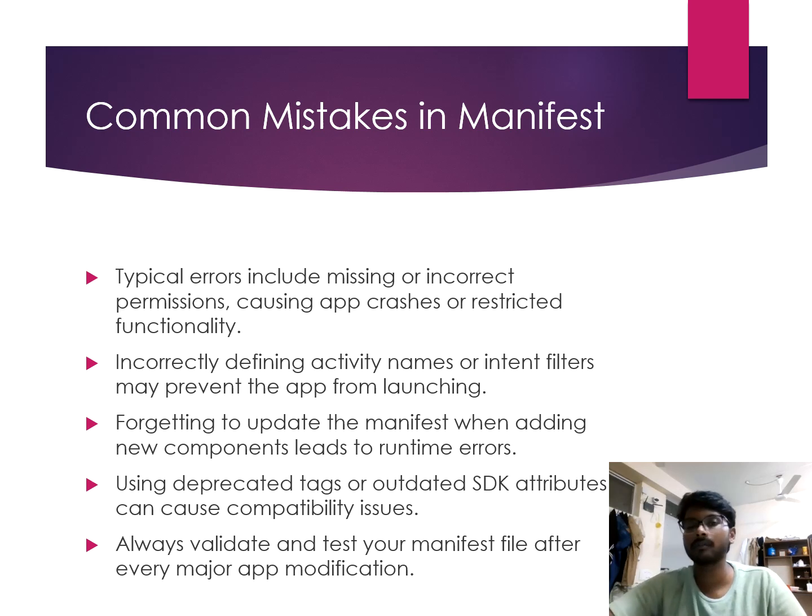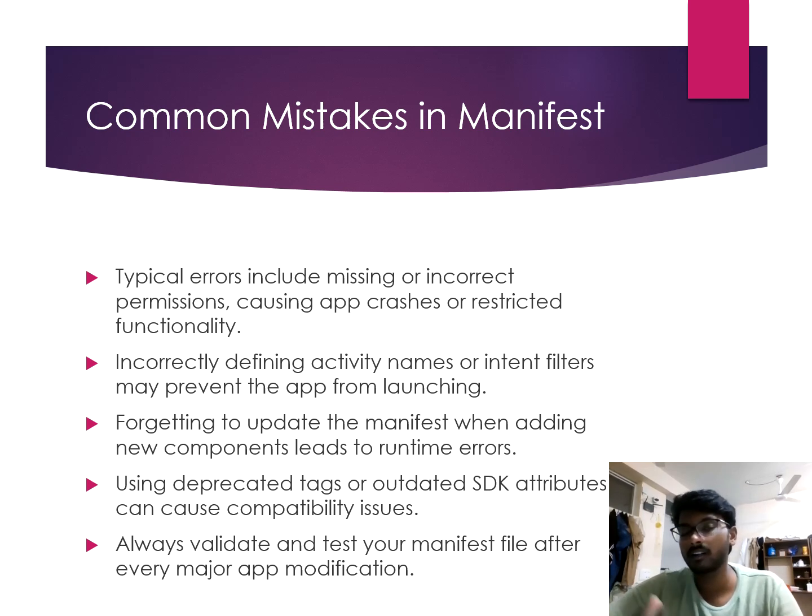Now that we have an idea of what the manifest file does, we will go through the common mistakes in the manifest. The typical errors include missing or incorrect permissions, causing app crashes or restricted functionality. Incorrectly defining activity names or intent filters may prevent the app from launching. Forgetting to update the manifest when adding a new component leads to runtime errors. Using deprecated tags or outdated SDK attributes can cause compatibility issues. Always validate and test your manifest file after every major app modification.